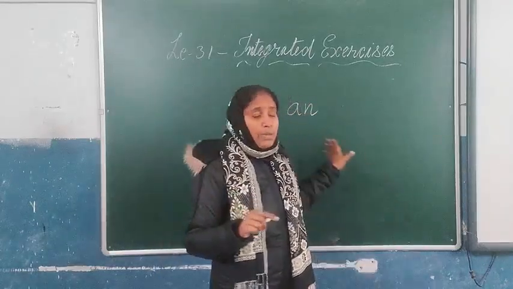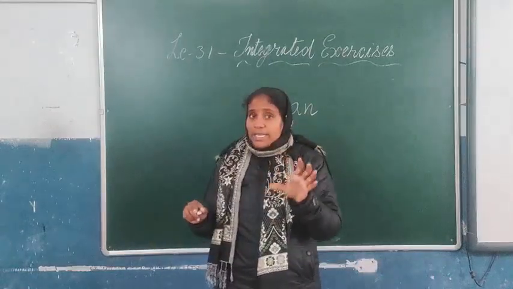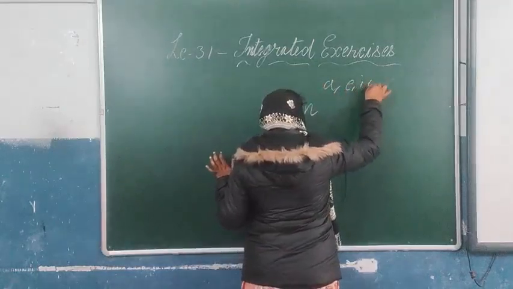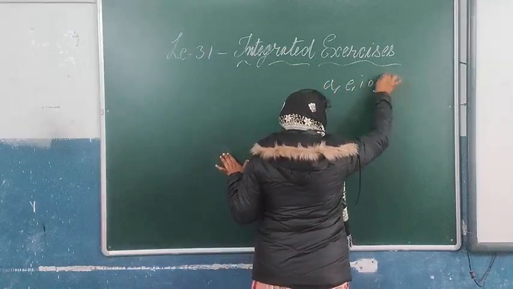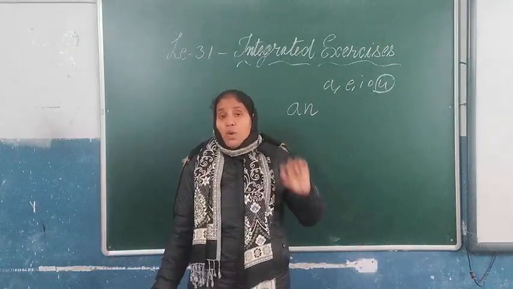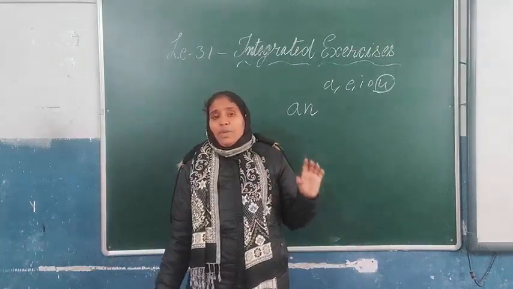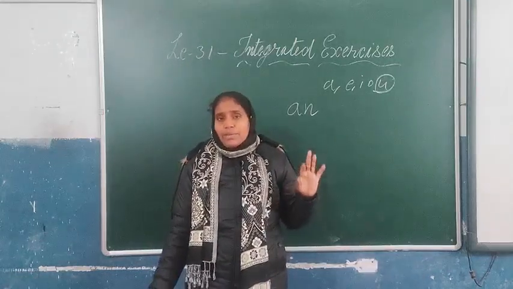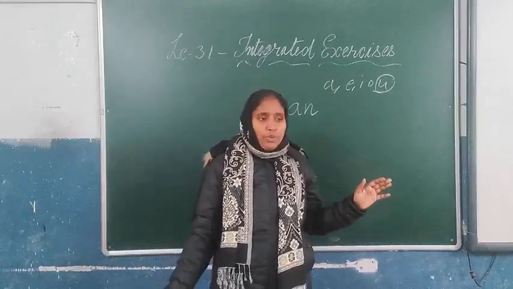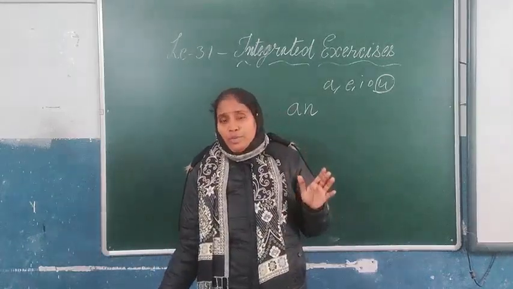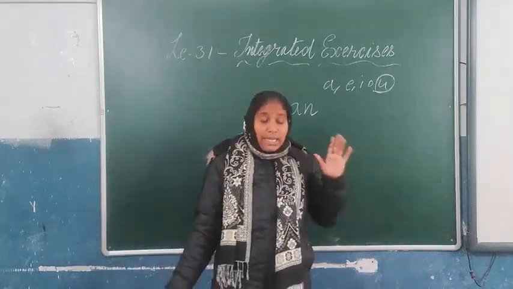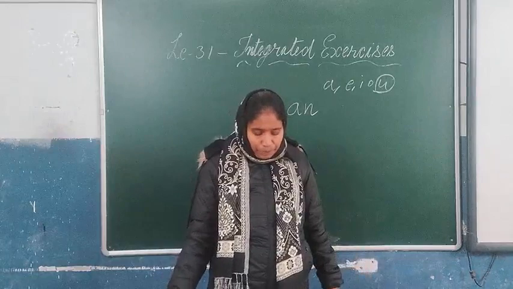Vowel sound is there, we will be using an. If the vowels are there, what are the vowels? A, E, I, O, U. So in this U, if the U is there, but the pronunciation, this sound is not a vowel, means we will not be using an there. Sometimes when we use uniform, I want to buy a uniform, we will say a uniform, because the sound is not a vowel sound there. So in those cases you have to remember.